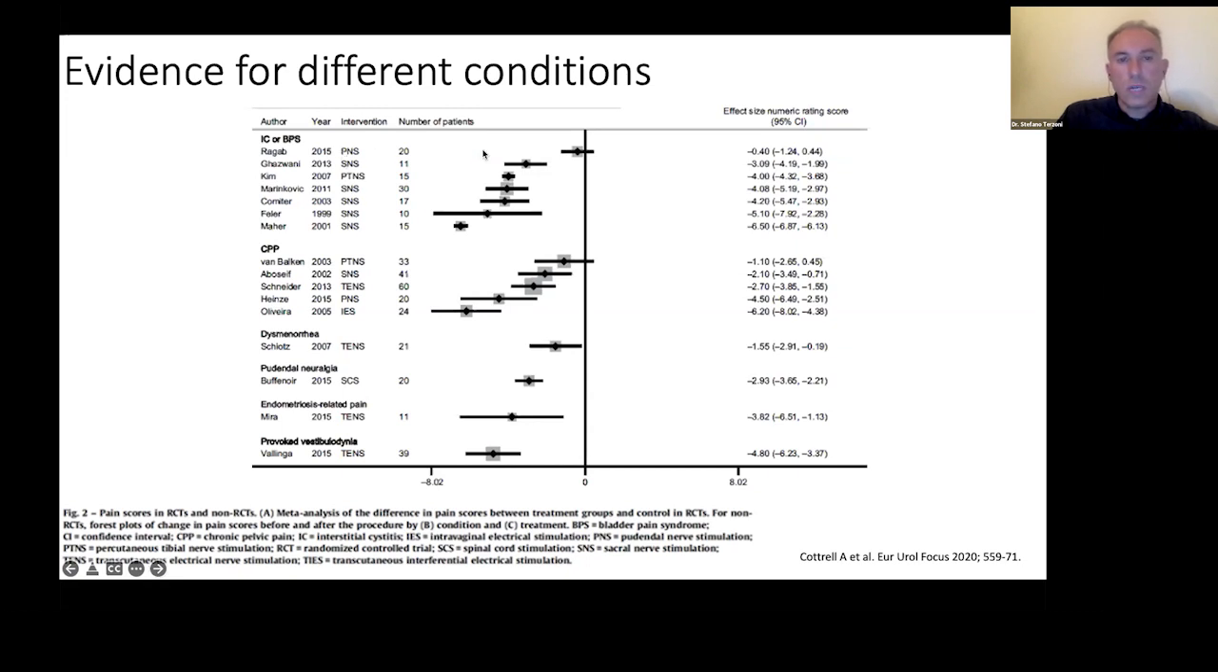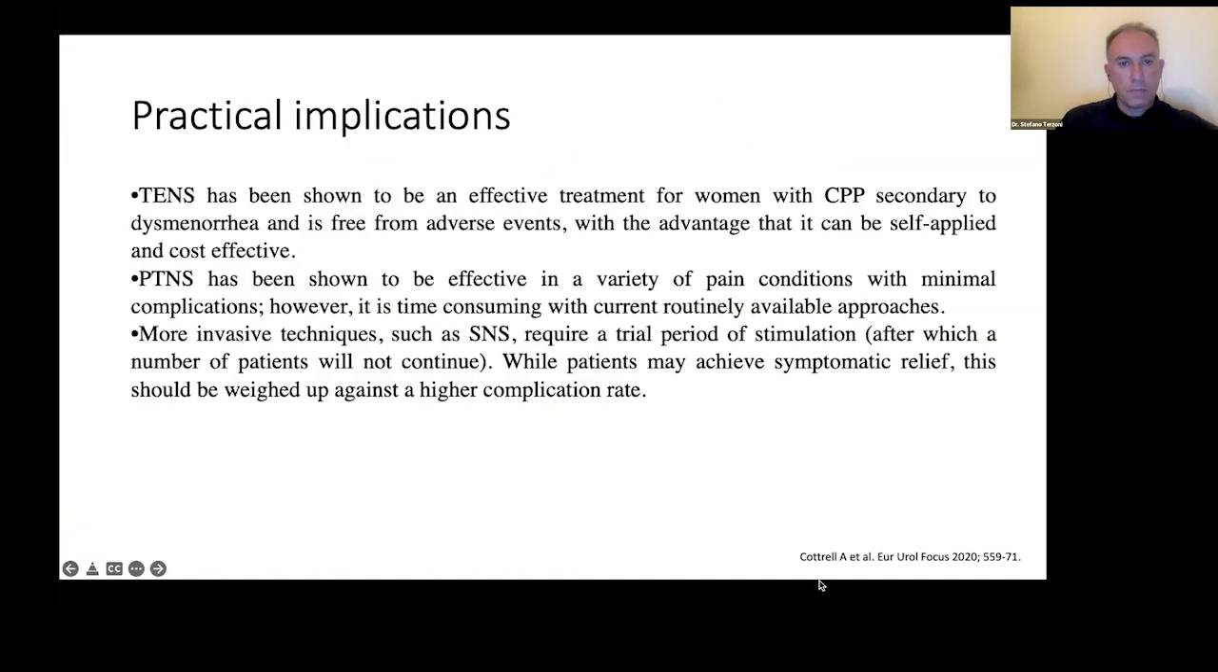There are some studies that place some doubts, but overall, I think that the result is very clear and in favor of these treatments. The same applies to chronic pelvic pain, dysmenorrhea, for which only the TENS has been studied. Pudendal neuralgia, which is a very common and bothersome problem, and we can see that spinal cord stimulation, SCS, has been studied for that. Endometriosis pain, the TENS is very useful, notwithstanding the large confidence intervals, and provoked vestibulodynia will benefit from TENS. So this is practical information.